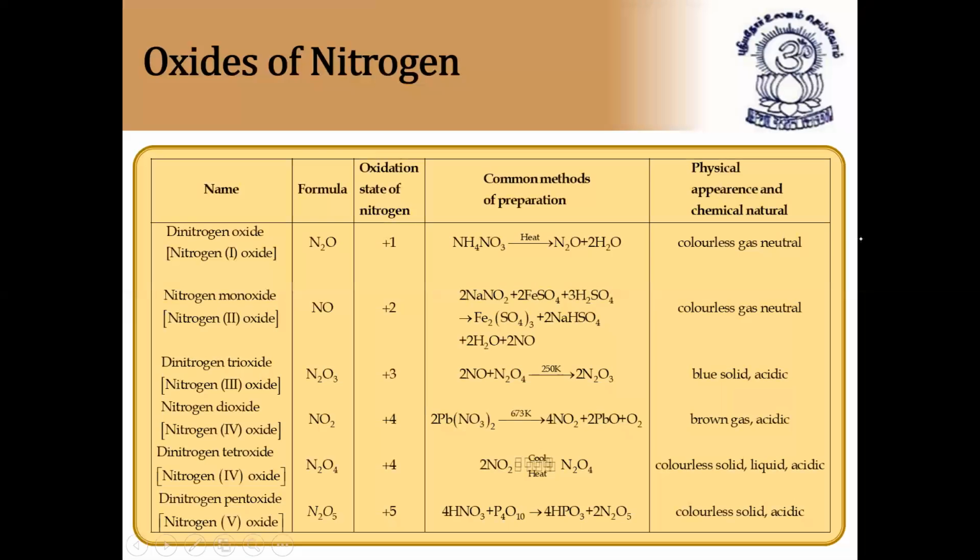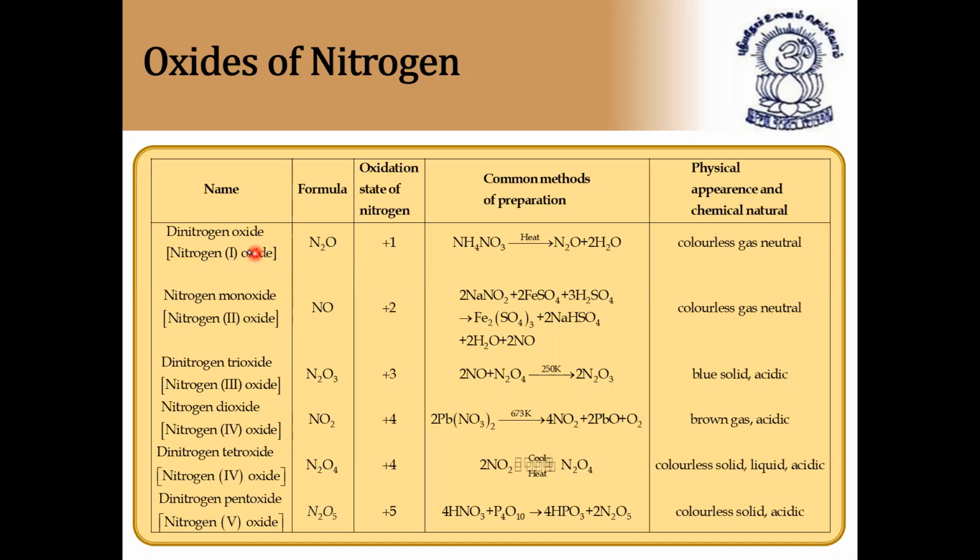oxides of nitrogen. What are the various oxides formed by nitrogen? As I already discussed, nitrogen forms many oxides due to its small size, non-availability of d orbitals, and high electronegativity. So these are the 3 points based on which it forms many oxides.